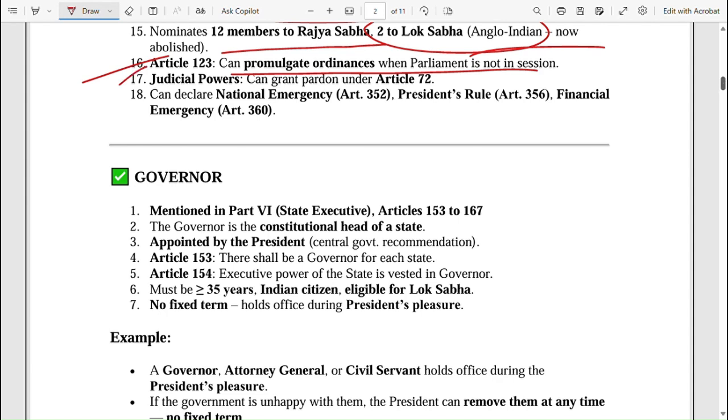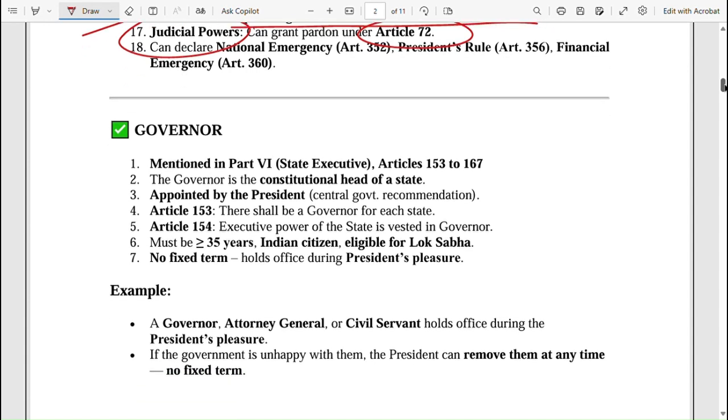And what are the judicial powers of the president? He can grant pardon under Article 72. Pardoning, in simple words, means forgiving. There are certain technical terms under the pardoning power that we will learn further. So he also has the judicial power mentioned in Article 72 about the pardoning power.